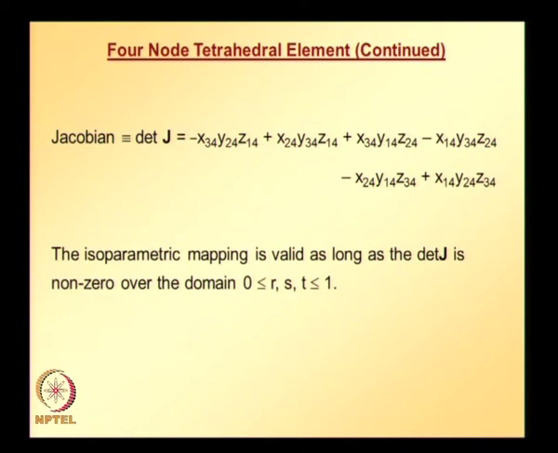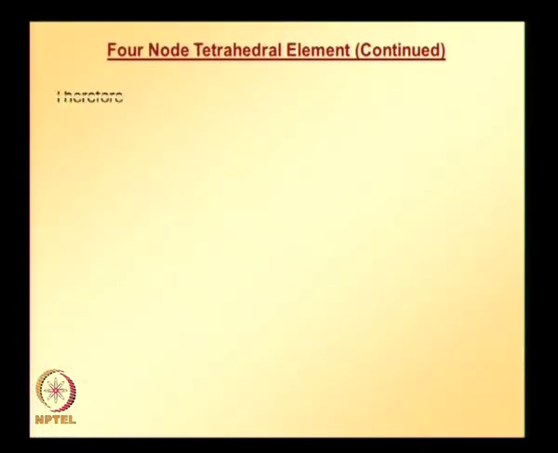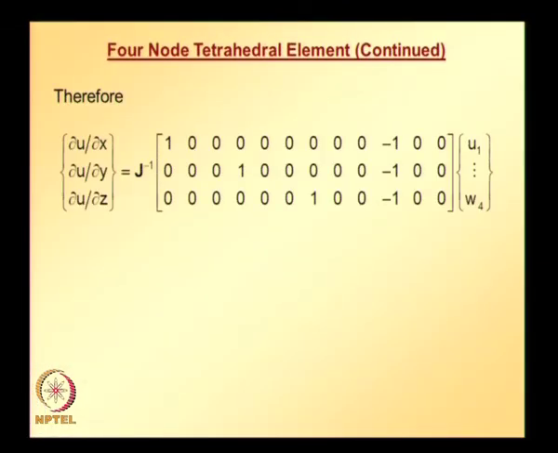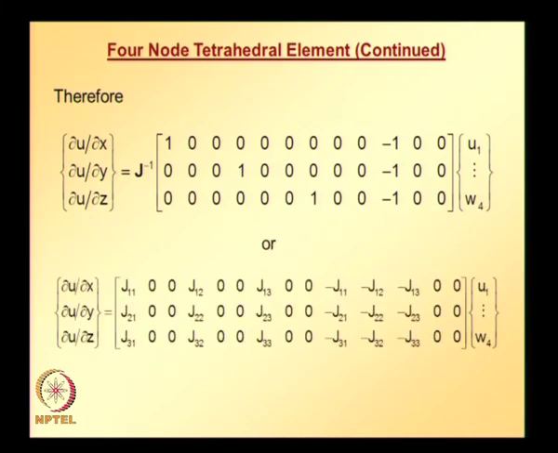So, we are ready to express derivatives of displacement components with respect to x, y, z in terms of nodal values. This equation gives the relationship between partial derivatives of u with respect to x, y, z. Substituting all the information that we just derived, we arrived at this equation which relates the partial derivatives of u with respect to x, y, z with the nodal displacement components of all the 4 nodes of this tetrahedral element. Plugging in the components of J inverse and simplifying, we get this equation.